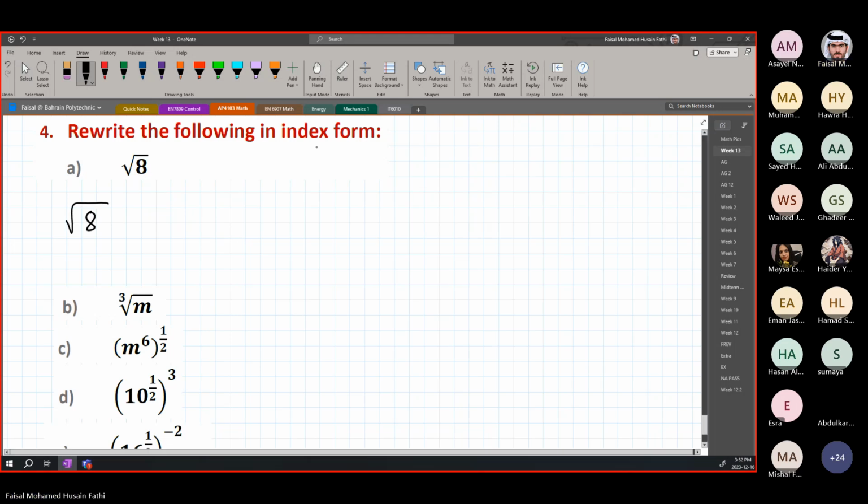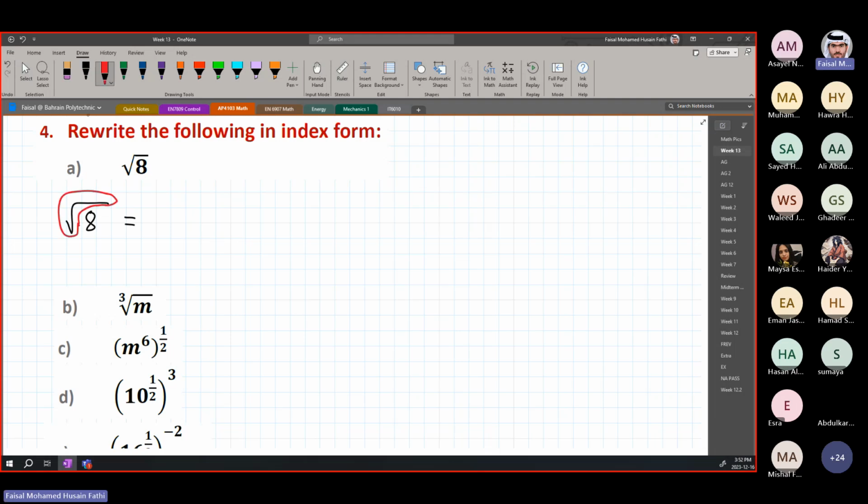Square root of 8. What does the square root mean? Square root means to the power of half. So this is 8 to the power of half. Now we also know that 8 is equal to 2 times 2 times 2, which is equal to 2 cubed. Okay? So this is equal to 2 cubed to the power of 1 over 2.